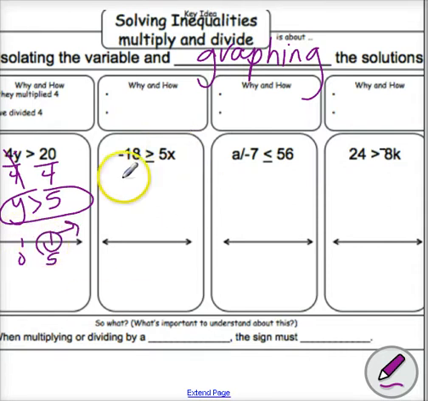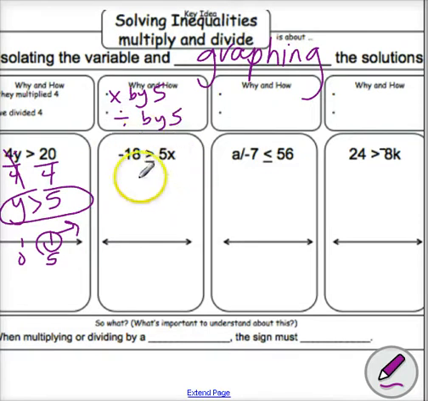I'm going to graph it on my number line, open circle to the right. Next example. -18 is greater than or equal to 5 times x. Alright, so I look at the variable. They are multiplying by 5. We are going to divide by 5.